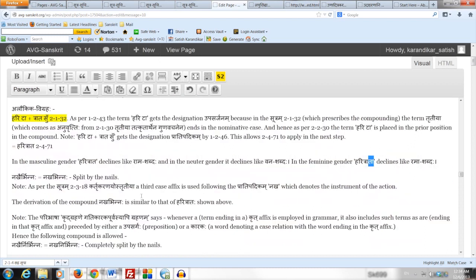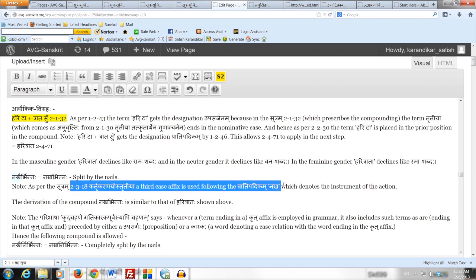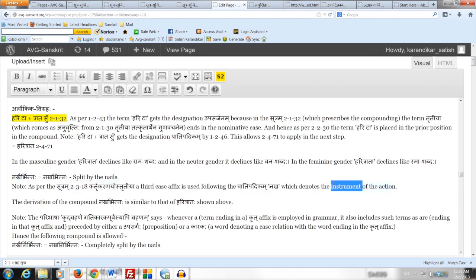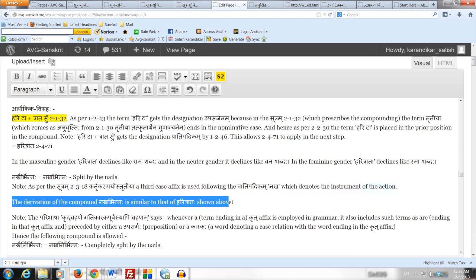Similarly, we can form the compound Nakhair Bhinnaha, Nakha Bhinnaha, split by the nails. Here, as per the Sutram 2.3.18, Kartru Karanayos Tritiya, a third case affix is used following the Pratipadikam Nakha, which denotes the instrument of the action. Derivation of the compound Nakha Bhinnaha is similar to derivation of Haritrataha shown above.